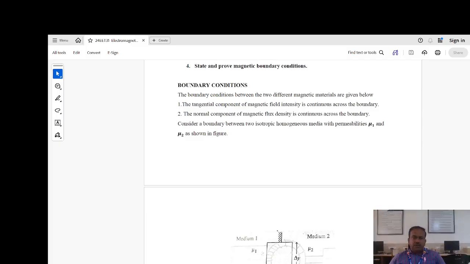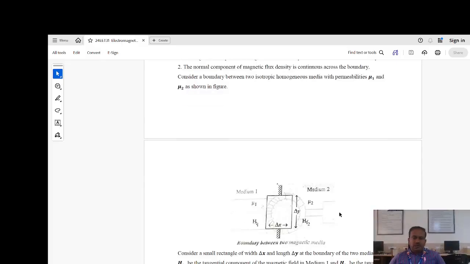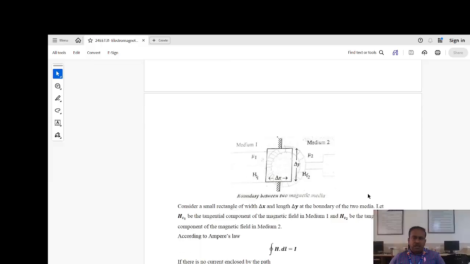Consider the boundary between two isotropic homogeneous media with permeability of mu1 and mu2 as shown in the figure. This is the boundary between two magnetic media. We have considered mu1 and mu2 for the different medium 1 and medium 2. Horizontal is del x and vertical is del y. Then we have to derive the boundary conditions between the two magnetic media.